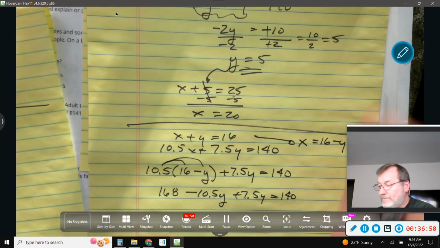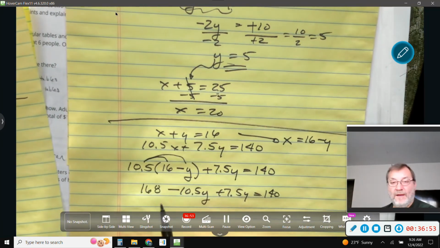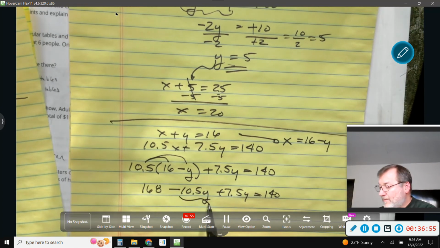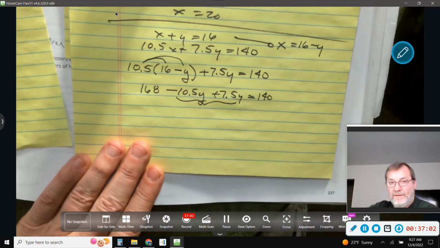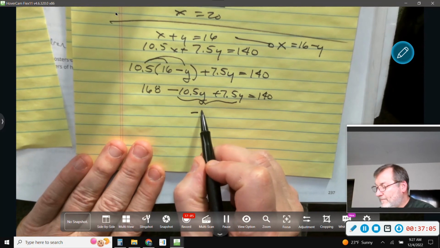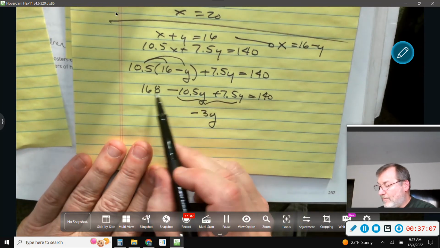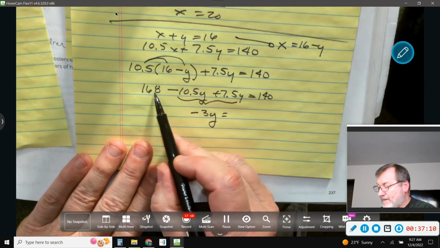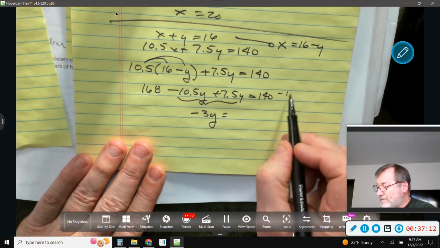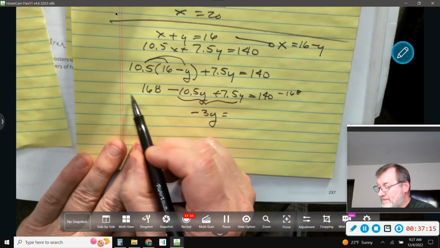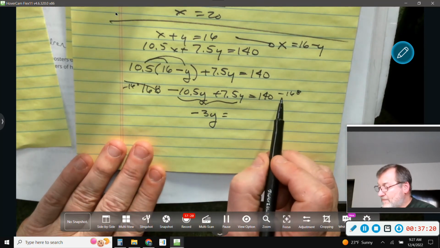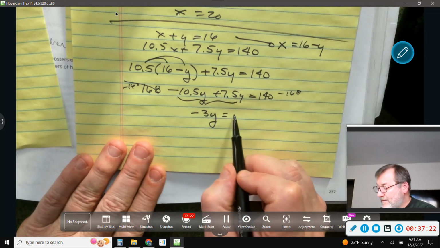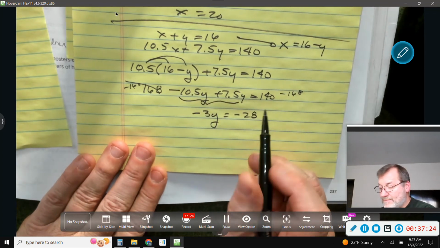Now what do we do? Well, we eliminate all the x's, so I just got y's to worry about. If you look at this, what's a negative 10.5 plus 7.5? Well, that equals a negative 3y. And I want to get the y's all on one side. That means I got to move the 168 over here. So I'm going to subtract 168 from both sides. They cancel. 140 minus 168 is a negative 28.